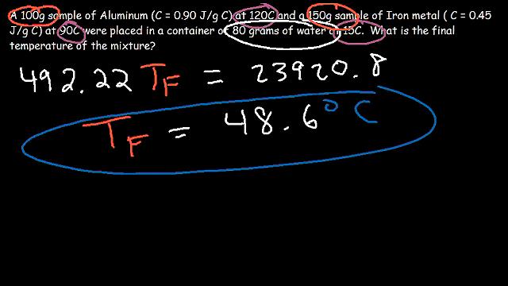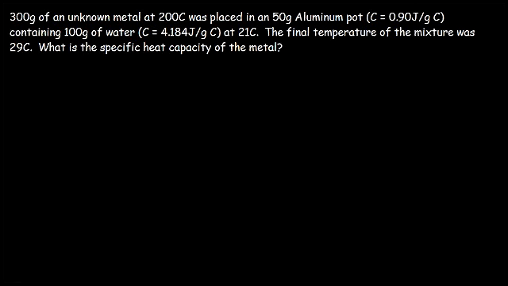So substances with a very high specific heat capacity will be associated with a small temperature change, whereas metals, which have very low specific heat capacities, are typically associated with a very large temperature change in a heat transfer problem. Let's try this problem. 300 grams of an unknown metal at 200 degrees Celsius was placed in a 50-gram aluminum pot containing 100 grams of water at 21 degrees Celsius. The final temperature of the mixture was 29. What is the specific heat capacity of the metal?